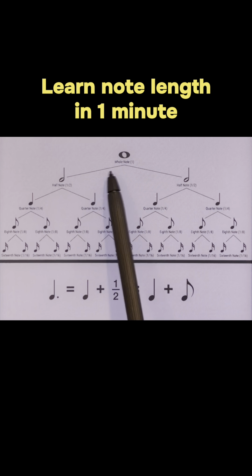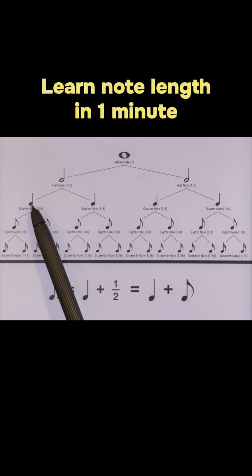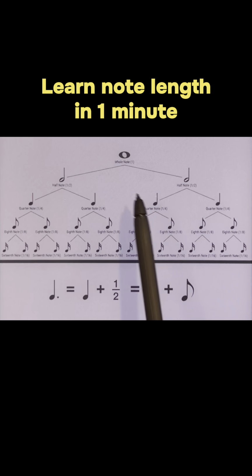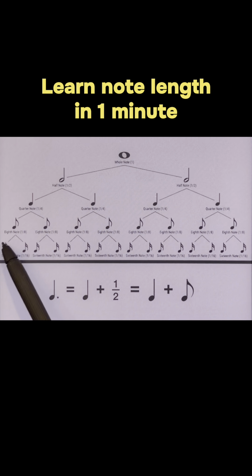So think whole, half, quarter. We're just cutting things smaller and smaller. Now split the quarter note again and we get eighth notes. Eight eighth notes fit inside one whole note. Then split those again and now we have 16th notes. Tiny pieces, super fast notes.